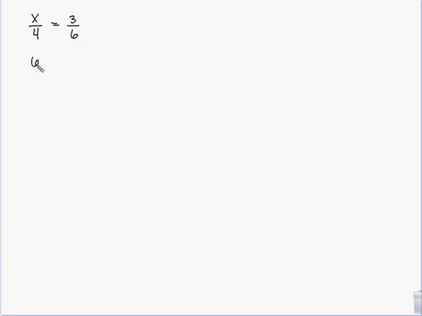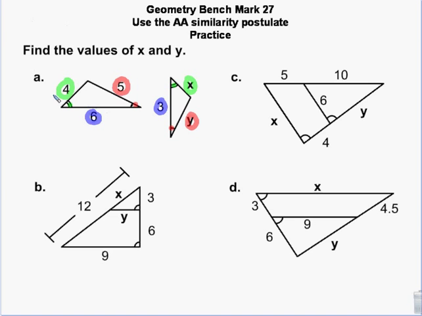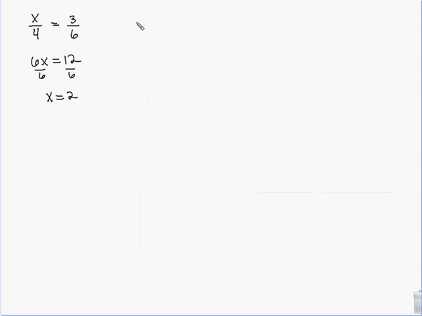Cross multiply, I get 6x equals 12. Divide, x equals 2. So far okay? So x is 2. And then the y and the 5 go together. Still 3 and 6, so I get 6y equals 15.